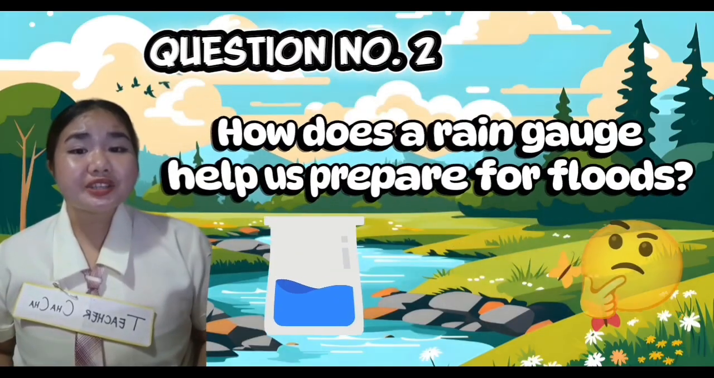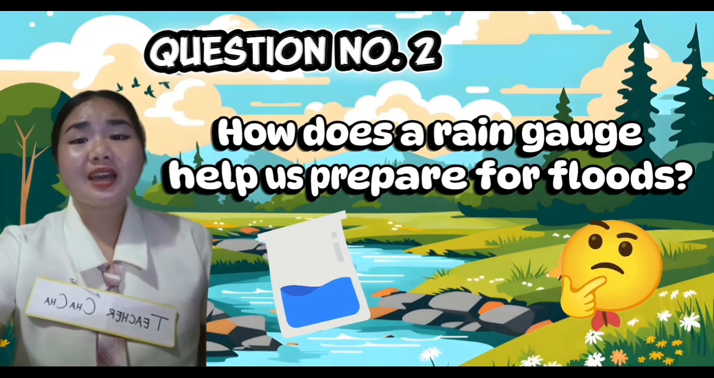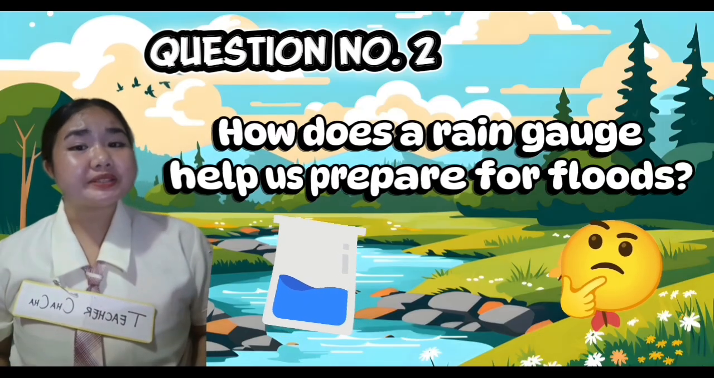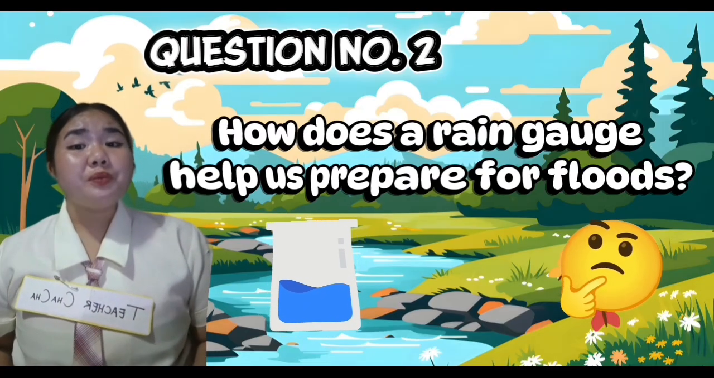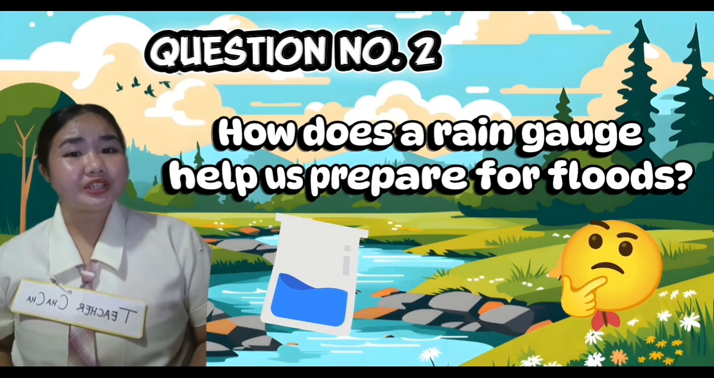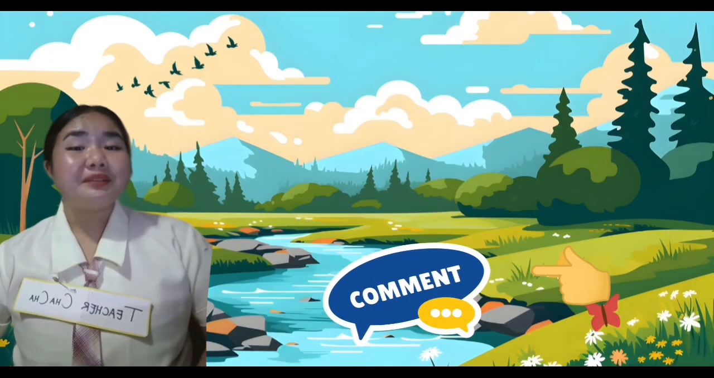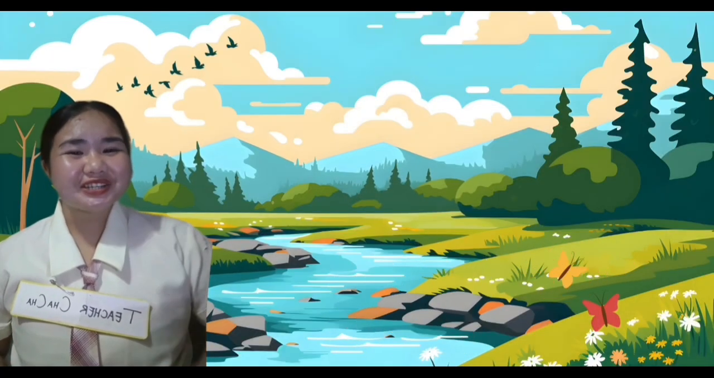Question number 2. How does the rain gauge help us prepare for floods? Think about what happens when we know how much rain has fallen. How can that information help us stay safe? Don't forget to write your answer in the comment section below. I'll be checking your answers, so make sure to do your best.